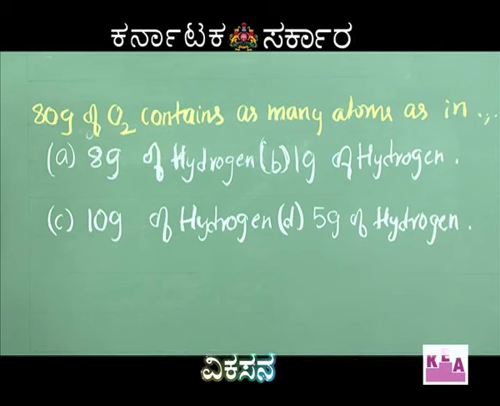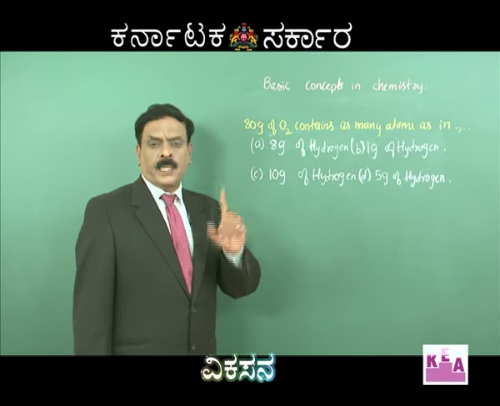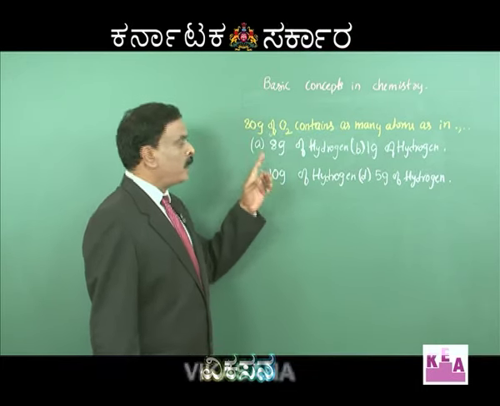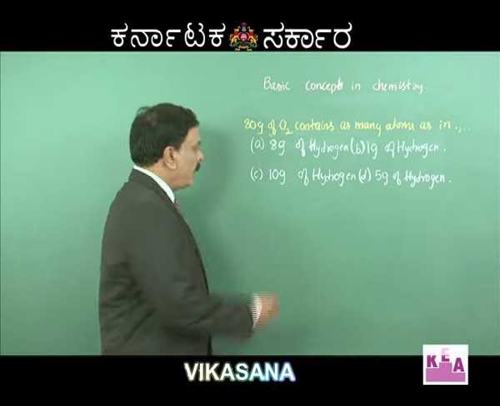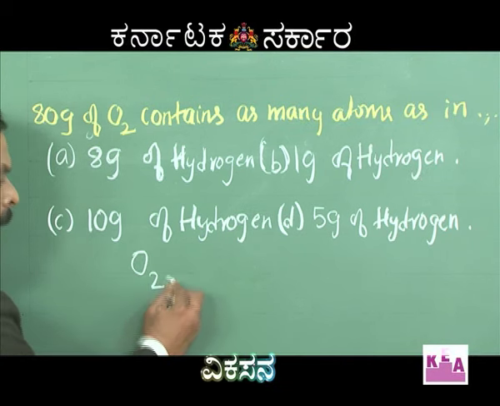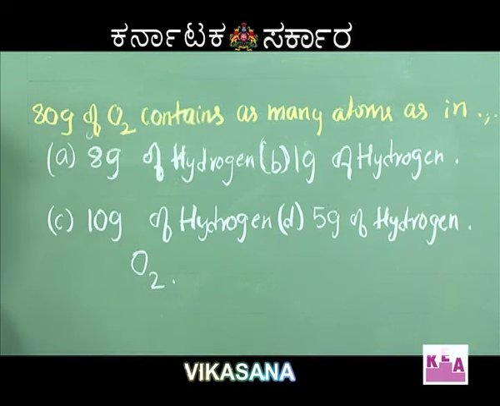Now, how do we go about solving this question? Dear students, here we need to apply the concept of mole. 1 mole is that amount of the substance which contains Avogadro number of molecules or atoms. Now, coming to oxygen, oxygen molecule is diatomic. So, here we need to know how many moles of oxygen molecules are present in 80 grams of oxygen, for which we need to know the molecular mass of oxygen.